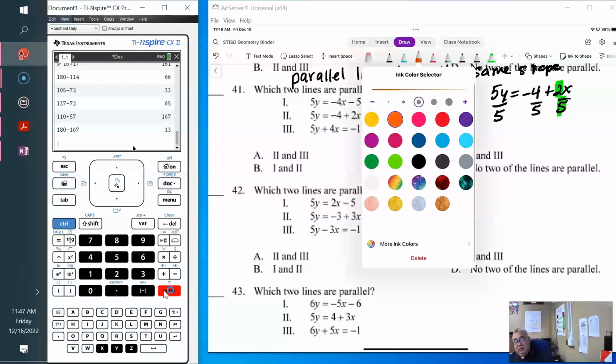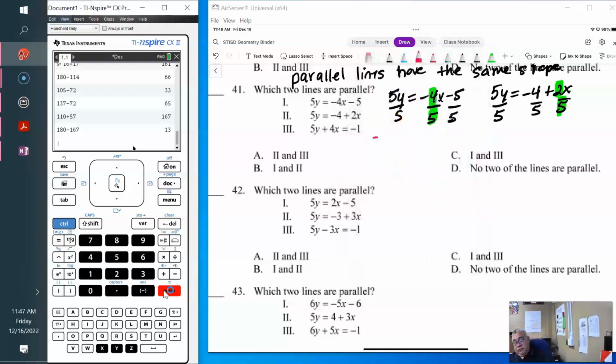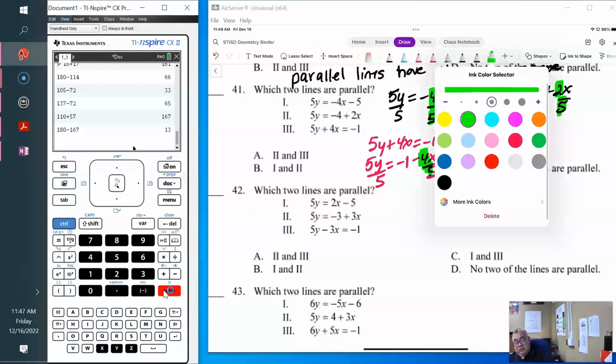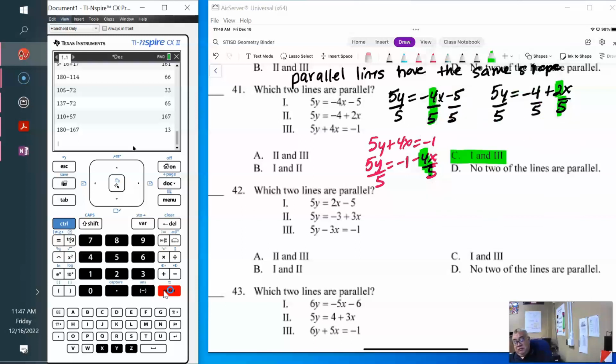What I'm writing here is slope-intercept form. So you have 5y plus 4x equals negative 1. So 5y equals negative 1 minus 4x. You have to subtract 4x from both sides, and then divide by 5, and you notice that the slope is negative 4 over 5. It's the same slope, so the two lines are parallel. It's going to be 1 and 3. So your answer is: parallel lines have the same slope.